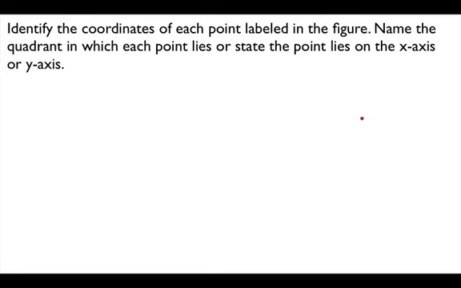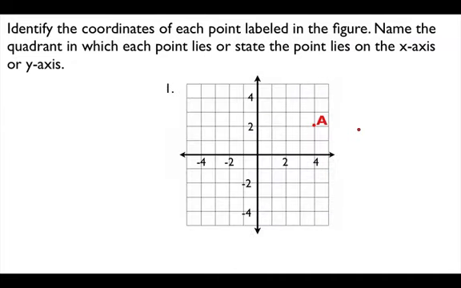It says identify the coordinates of each point labeled in the figure, name the quadrant in which each point lies, or state the point lies on the x-axis or y-axis. So here's one. We need to give an x value and a y value of this point. From the origin, I'm just basically going to start counting. First, I am going to give the x value of the ordered pair. So I'm going to travel along the x-axis, and I count from here to here, which is 4 units. Since I'm going to the right, it's a positive number, so it's 4. So the x value of this point is 4.